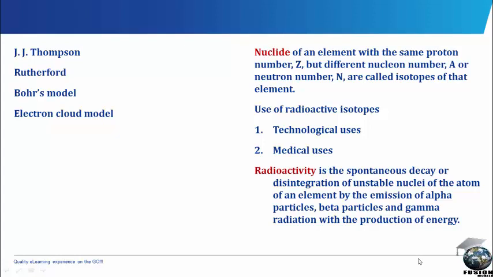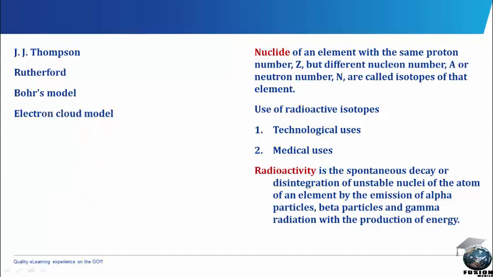Nuclide. Nuclides of an element with the same proton number Z but different nucleon number A or neutron number N are called isotopes of that element. And the process of actualizing this is known as isotopy. Use of radioactive isotopes: it can be used in technology, in medicine, even in agriculture, even in the downstream and upstream of oil companies and industries today. We can use radiation everywhere and radioactive isotopes everywhere. So let's discuss radioactivity.